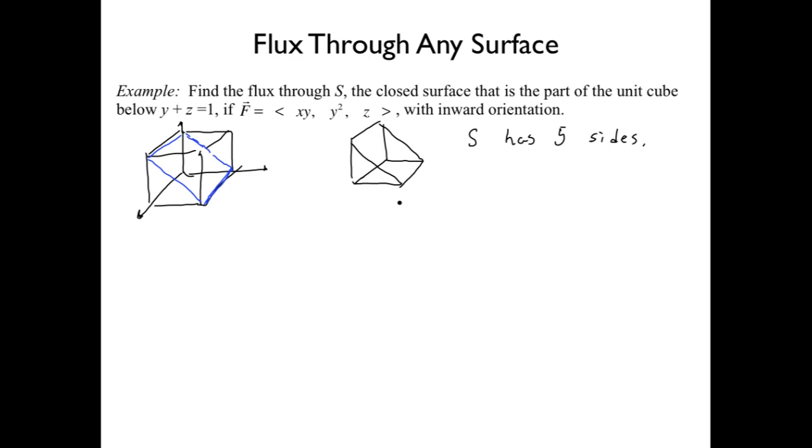Okay, so let's label them. We'll do the bottom S1. And then we'll do that left side S2. And the front, S3, the back, S4, and then the slanted top we'll call S5.